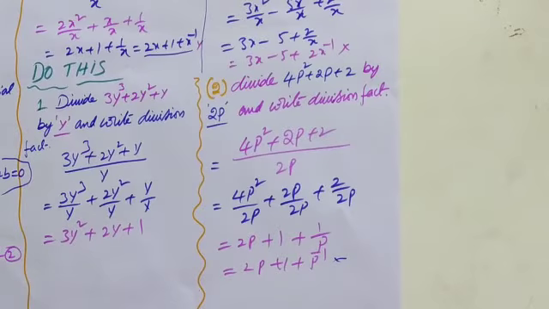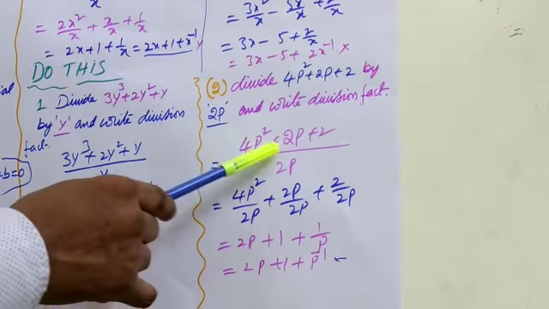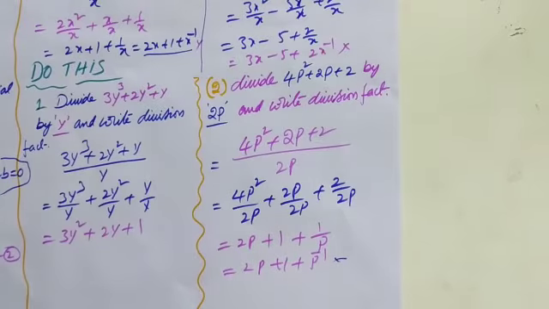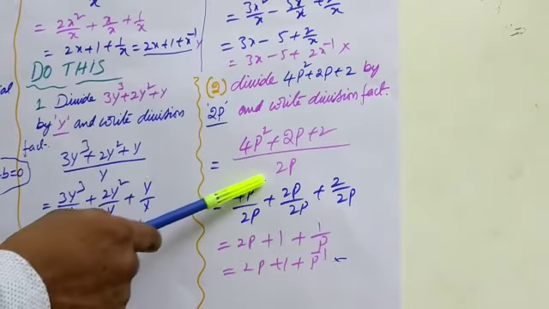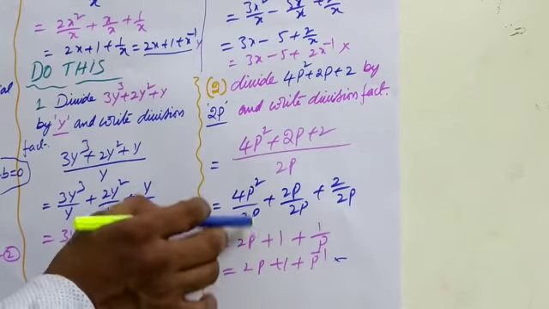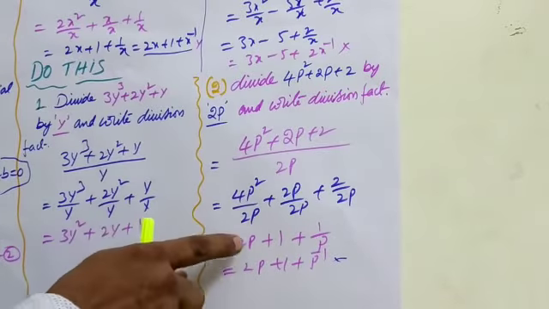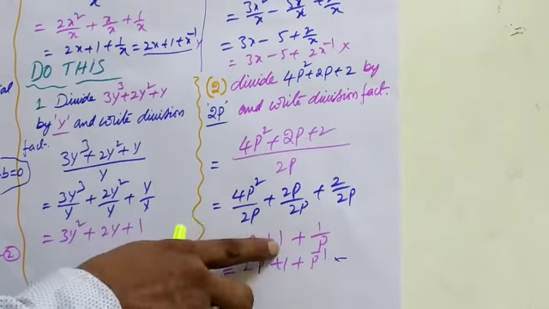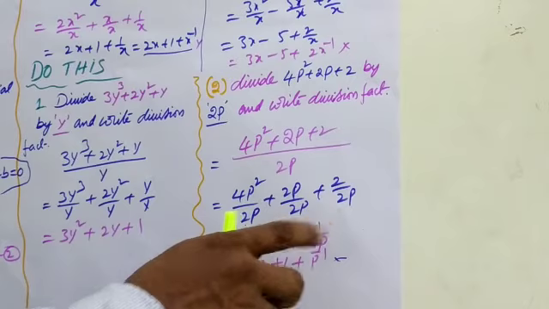This is a polynomial. 4p square plus 2p plus 2 divided by p. Therefore, divide individually by 2p. Therefore, 4p square by 2p plus 2p by 2p plus 2 by 2p. Therefore, the p gets cancelled in the numerator and denominator. 2p by 2p means 1. Therefore, the 2s get cancelled, 1 by p.